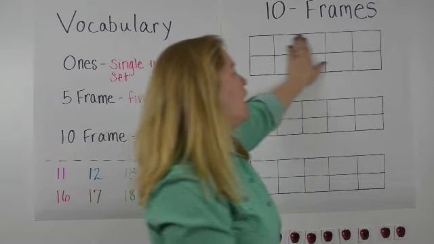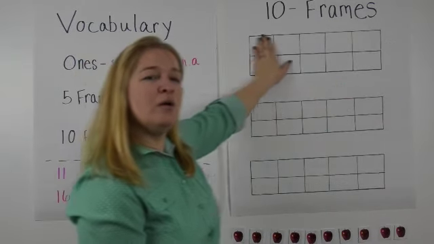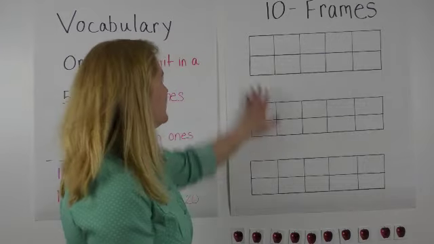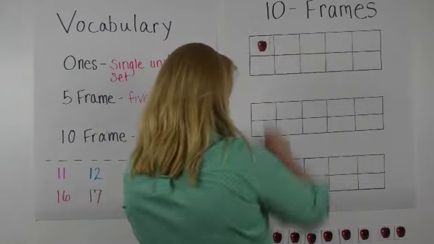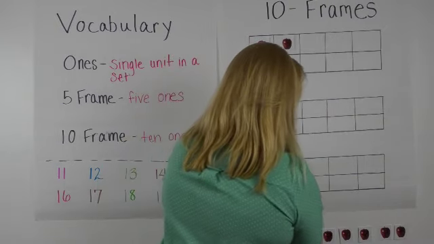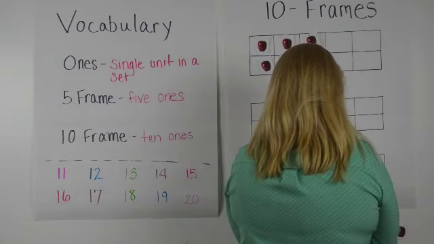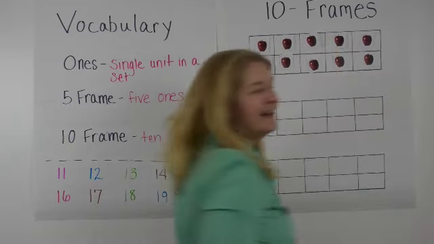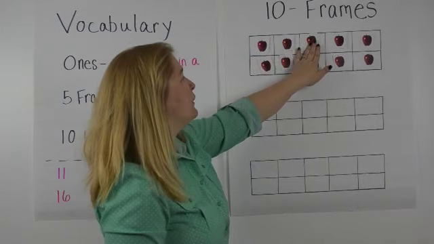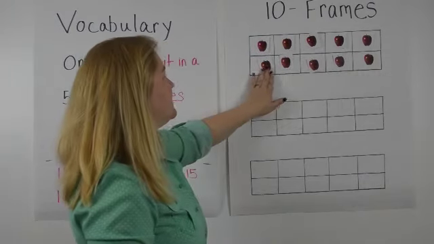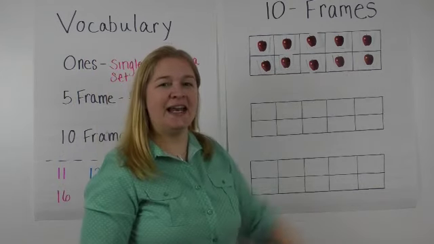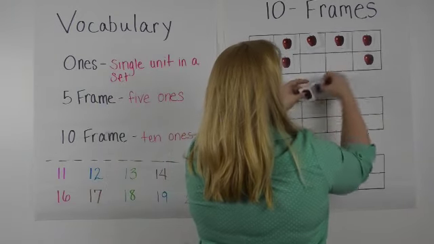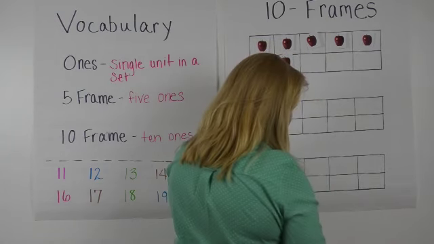Who can tell me if we had all of these frame windows filled, how many would we have? Pam. 10, right. So let's do that. I'm going to put 10 apples in our frame here. Okay, let's count these together. 1, 2, 3, 4, 5, 6, 7, 8, 9, 10 apples. Very good. Now, I'm going to take away some apples. Now, who could tell me how many apples we have now?